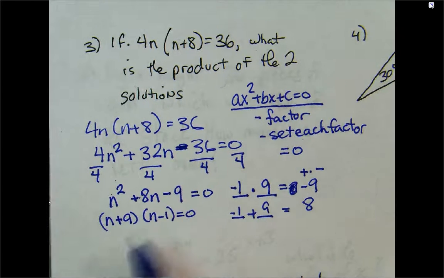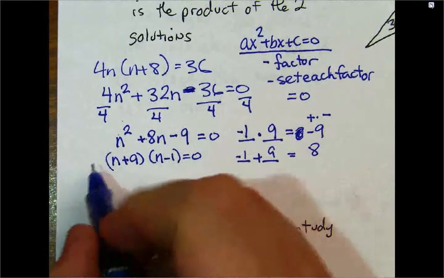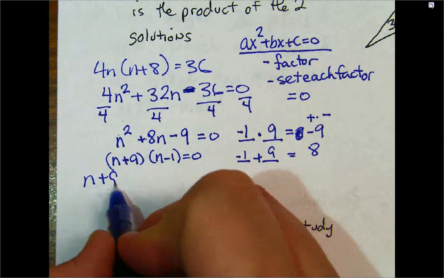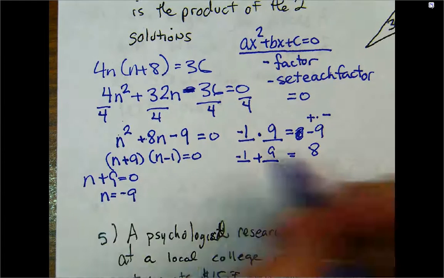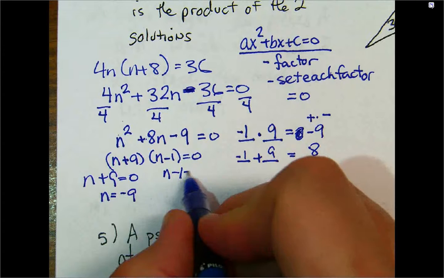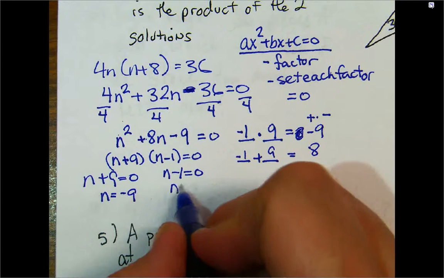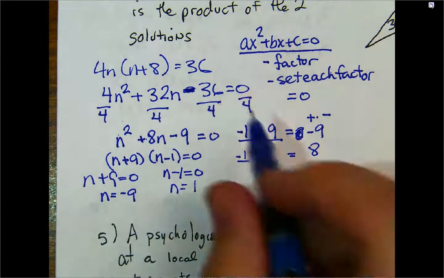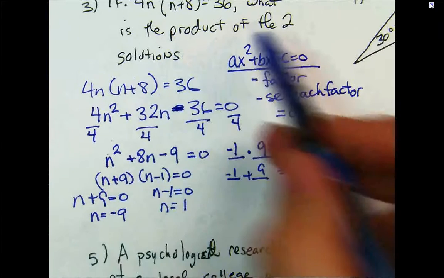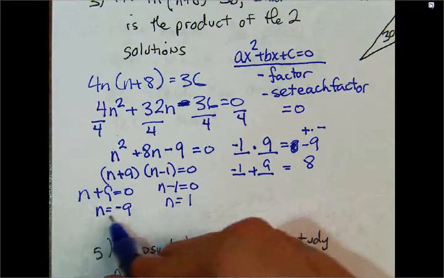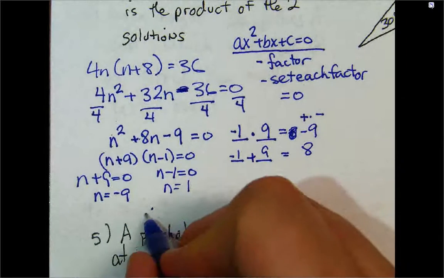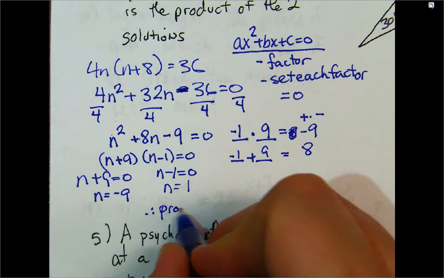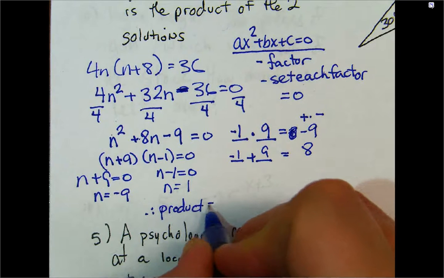What's n plus 9 equal to 0? What's my n? Negative 9. N minus 1 is equal to 0. What's my n? Positive 1. But it says, what's the product of the two solutions? What are my two solutions? Negative 9 and 1. So therefore my product is equal to negative 9 times 1, which is negative 9.